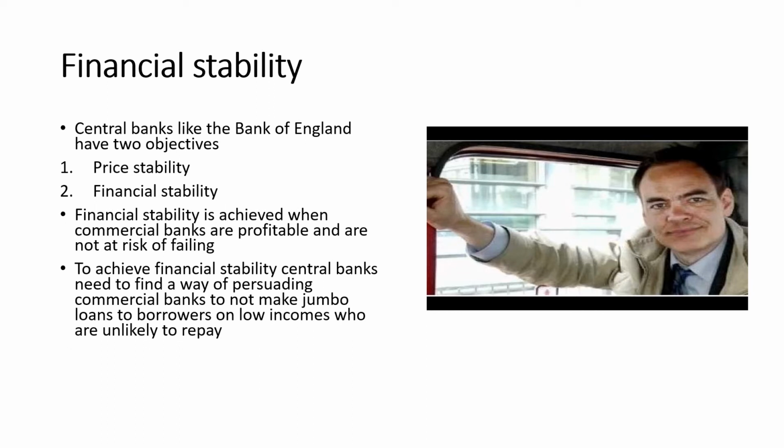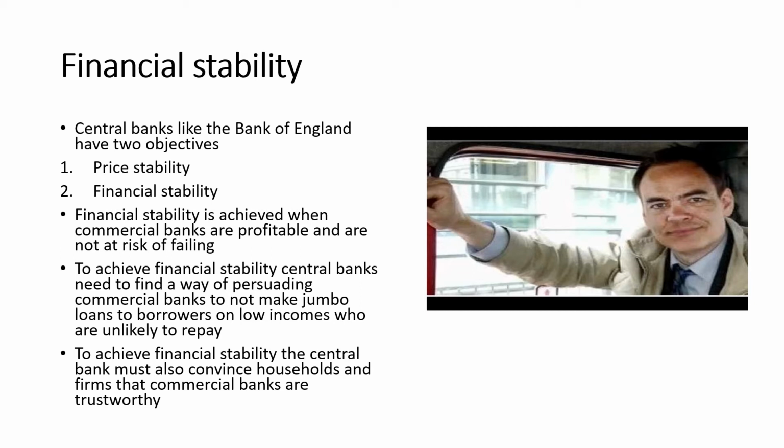So to achieve financial stability, central banks need to find a way of persuading commercial banks not to make big loans to borrowers on low incomes who are unlikely to repay the loan. The simple reason for that is that if a bank was to make stupid loans to people on low incomes who couldn't repay the loan, the commercial bank would go bust, and when banks go bust, that's financial instability. So central banks have got to keep an eye on the commercial banking system to make sure that banks don't make too many silly decisions.